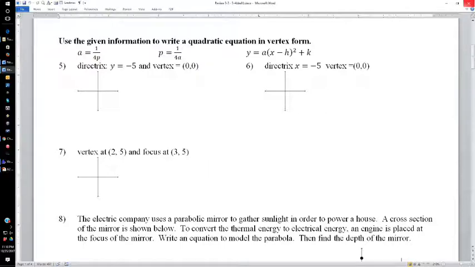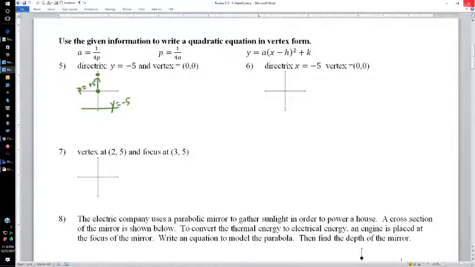So, vertex is at 0, 0. Directrix is at y equals -5, so down here at -5. Well, if my directrix is down 5, that means my focus is up 5. Okay, so therefore P equals 5. Cool.